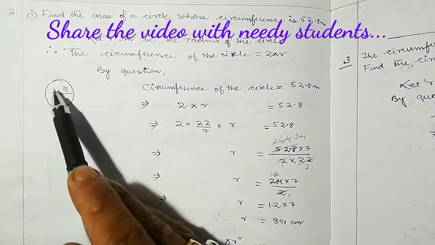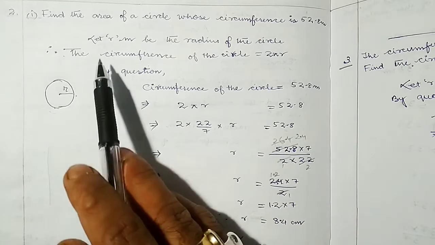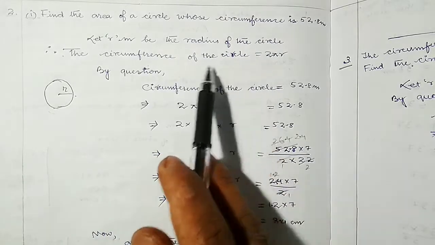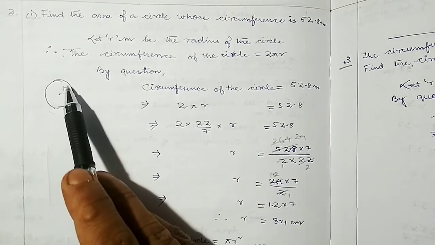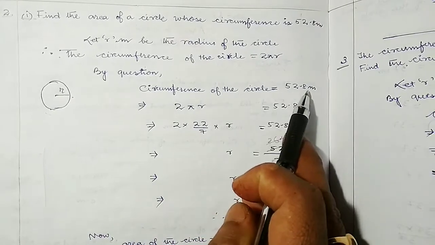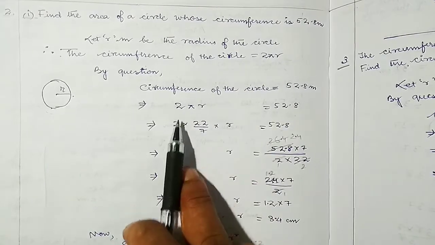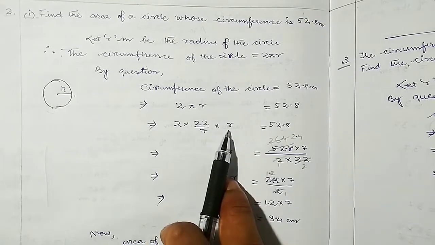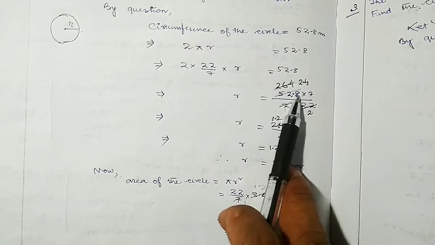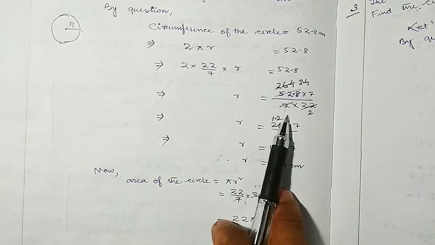Suppose this is a circle whose radius is r, and here it is given circumference is 52.8. So we have to write let r meter be the radius of the circle, and as circumference of the circle is given as 52.8, so we can write circumference of the circle is 52.8. Circumference formula we know, it is 2 pi r is 52.8. So 2 into 22/7 into r is 52.8. Now radius will be 52.8 into 7. If I cross multiply, 7 will be in the numerator, 2 and 22 will be in the denominator.